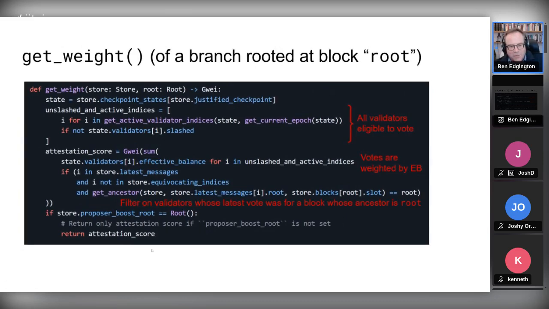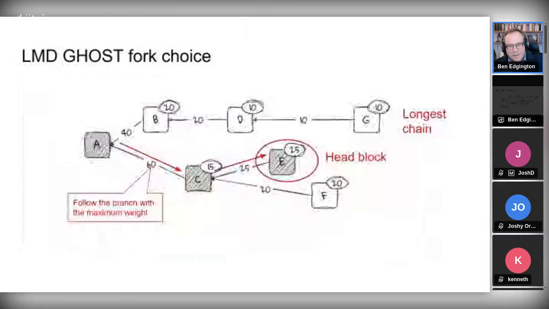Ignore proposer boost for a moment. We'll get to that. So better in a diagram, we just add up all the blocks in the subtree here, and that's the weight.